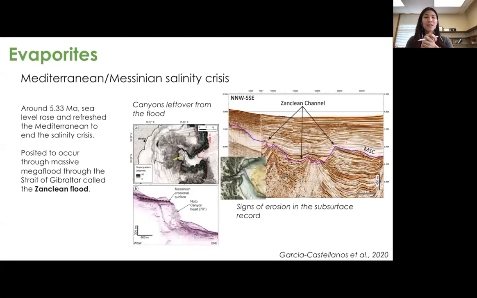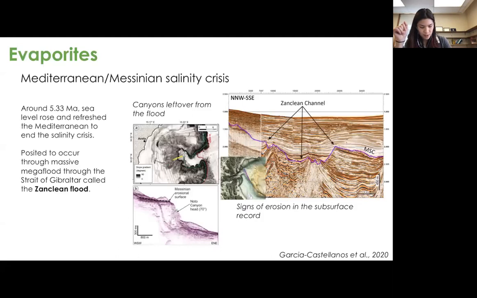But this event turns out was really dramatic. It's called the Zanclean flood, and it is an example of a megaflood where, rather than our normal floods with some large amount of water coming through, we get floods with 10 to the 6 cubic meters per second of water coming through. So just kind of out of this world, extraordinary events. And what's really neat is we can see evidence of this throughout the Mediterranean in the form of erosional channels.